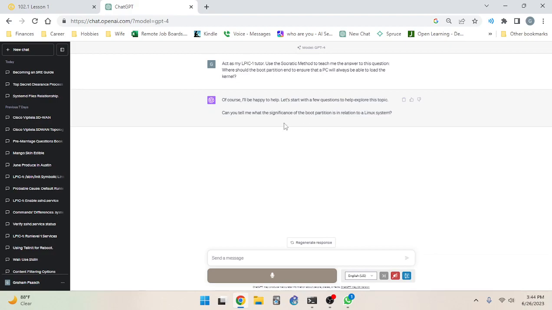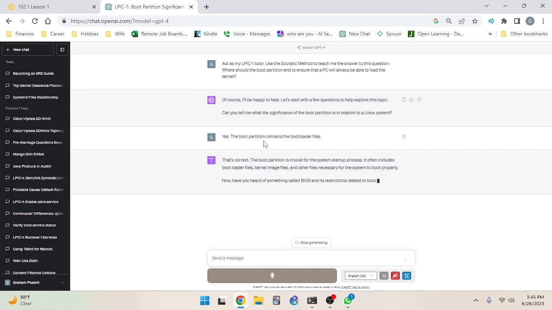Okay, so can you tell me what the significance of the boot partition is in relation to a Linux system? Yes, the boot partition contains the bootloader files.